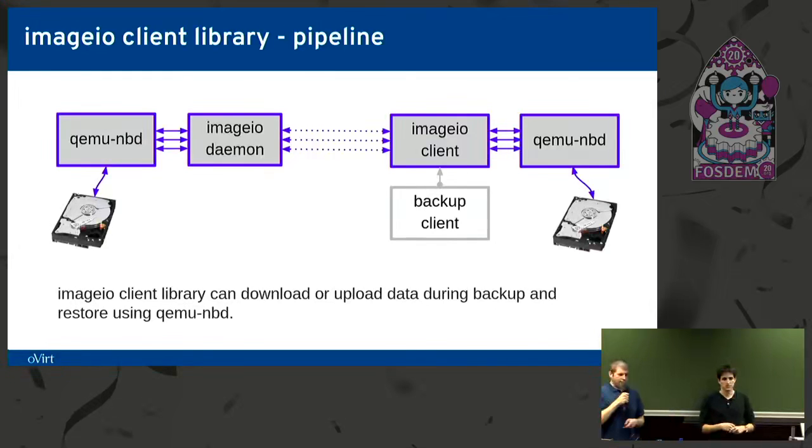Okay, let's see the pipeline. You basically interact with the ImageIO client. For upload, the ImageIO client reads the data extents using QEMU NBD from the disk, sends the extents to the ImageIO daemon, which stores them in the destination, again using QEMU NBD. Download is simply the other way around. The ImageIO daemon reads data from the source through QEMU NBD, sends it to the client, and stores it in the destination. So we have QEMU NBD all the way.